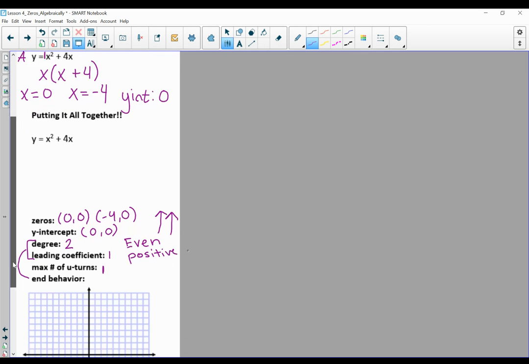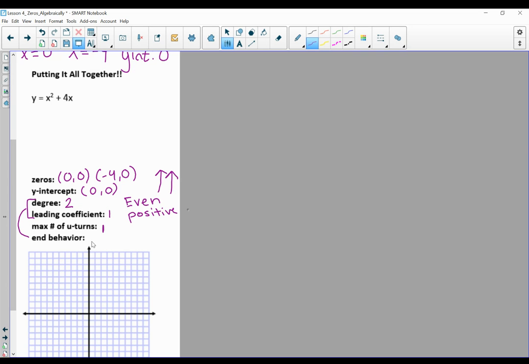So given all of those things, I can actually graph this. So let me put the end behavior there. This is my x-intercept at 0, 0, which is also my y-intercept at 0, 0. And then I need to plot another x-intercept at -4, 0. So 1, 2, 3. Here's -4. I know that my end behavior is up, up. So it's going to look something like this.